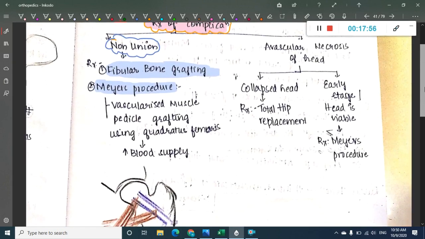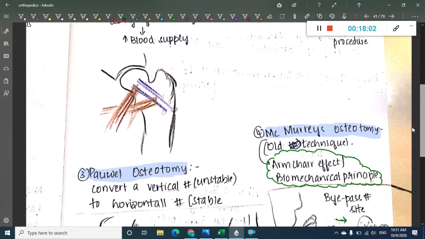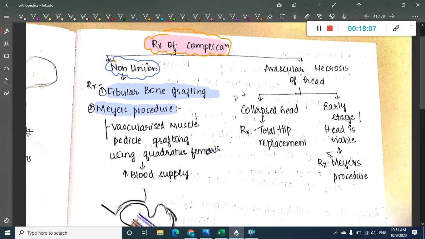So for non-union we have 4 procedures. One is fibular neck bone grafting, Meyer's procedure, Powell's osteotomy and Mac-Murray's osteotomy. Then the final part here is avascular necrosis of the head.